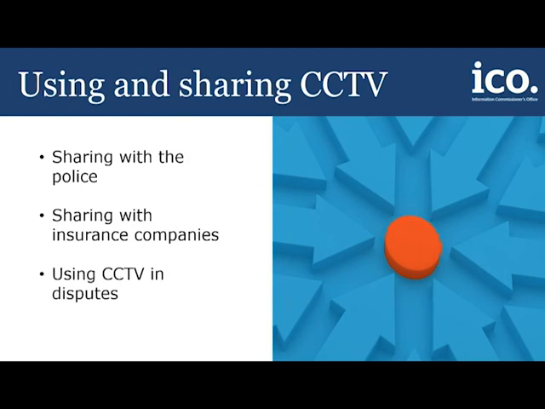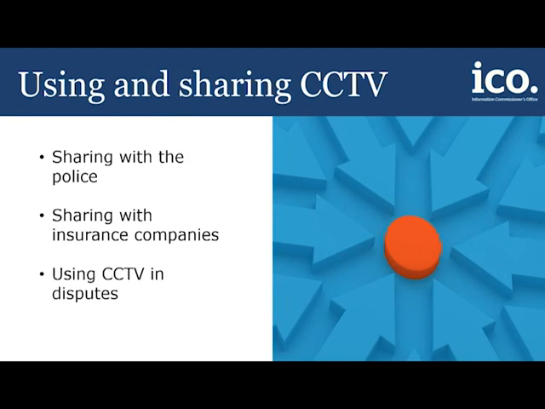If this is a reason you think your footage may need to be used, then you should include this in your privacy information so your tenants or employees know that this could happen. If you want to use the footage for a purpose that you didn't list in your privacy information, you can still do so as long as this is similar to your original purpose and doing so doesn't have an unjustified impact on the people involved.